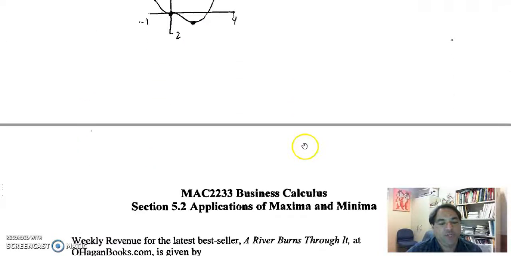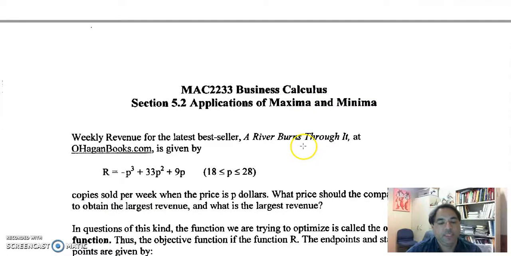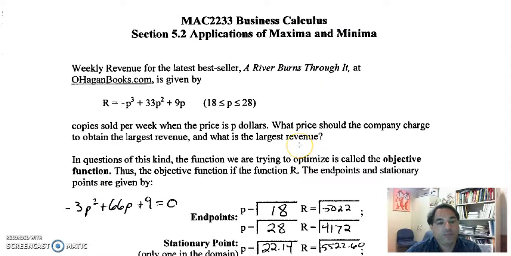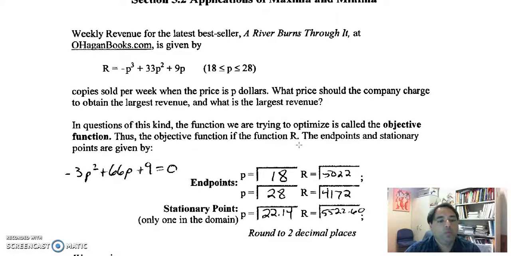Okay, let's try another one. Well, actually, let's do an application. So in 5.2, we're going to do an application with what we just learned. So weekly revenue for the latest bestseller, A River Burns Through It, at OhaganBooks.com is given by revenue equals -p cubed plus 33p squared plus 9p, p being the price, r being the revenue. And your price has to be between 18 and 28. That's your domain. It's the number of copies sold per week when the price is $P.